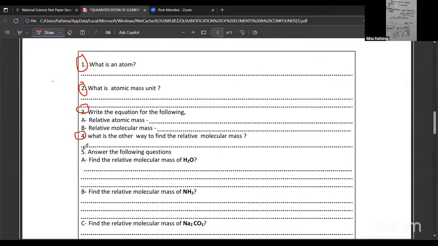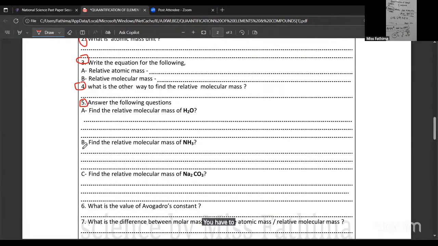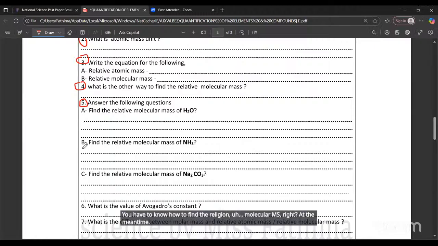And do this fifth one as well. This is the most important one. You have to know how to find the relative atomic and molecular mass. Right, in the meantime, I'll send you the tute.